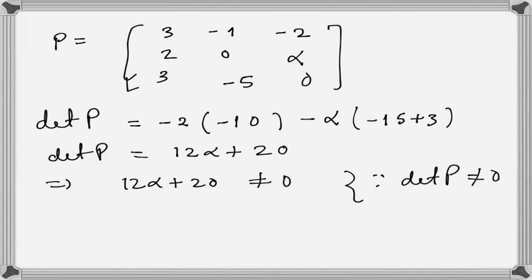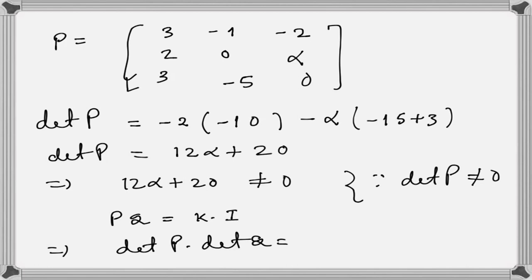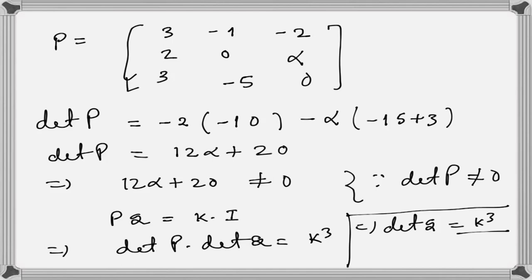Okay, so now again we go back to this relation, P into Q is equals to K times I. This implies that, as we did in the beginning, determinant Q is nothing but K cube. So determinant of Q is nothing but K cube divided by determinant P, which is nothing but 12 alpha plus 20. Okay, so determinant Q we know now.